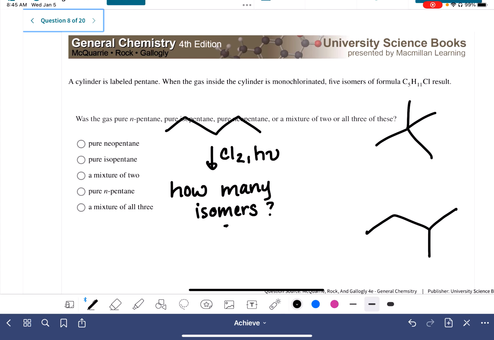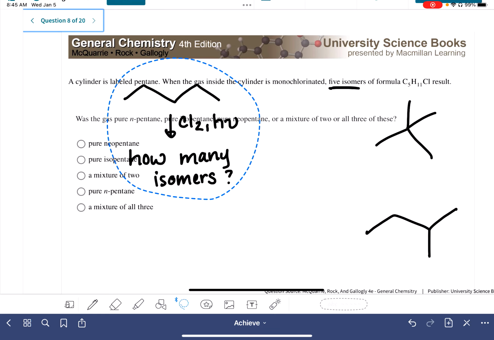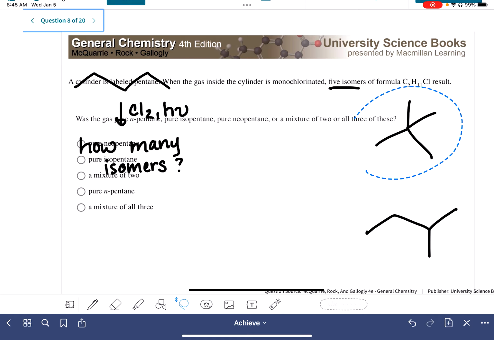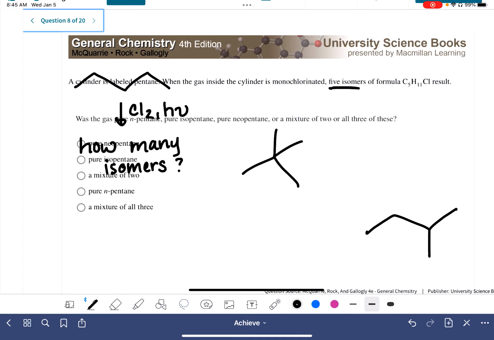Maybe, let's just say maybe it's 5. And if it is 5, then that's going to be the answer to the question. But spoiler alert, it's not 5. It's going to be some number less than 5. So we've got that, and we're going to move that out of the way. And now I'm going to do the same thing over here. I'm going to imagine, what if I chlorinated this one? And again, I want to know how many isomers can I make?